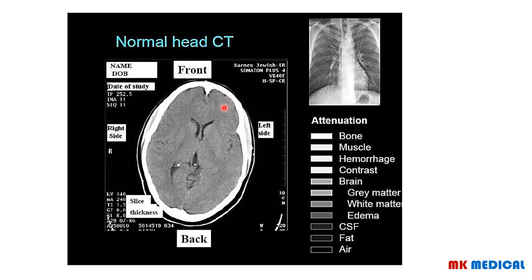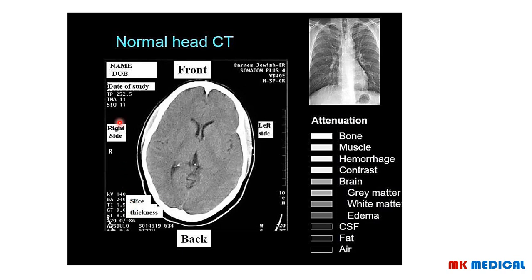So let's just get our bearings straight. Remember, the patient will be lying flat in the machine. So it means this part here is the front part of the patient, the anterior part. This part here is the back part, the posterior part. And remember, whatever is right is left, whatever is left is right.